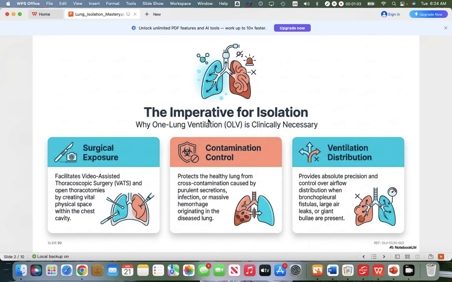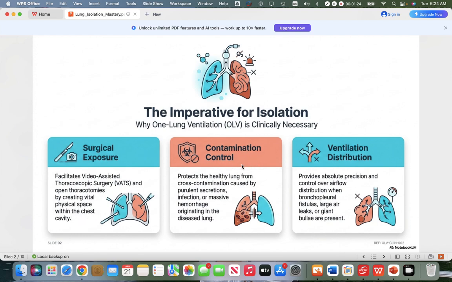What are the indications of one lung ventilation? First, surgical exposure: any surgery that needs to be done in one lung will use one lung ventilation. To facilitate video-assisted thoracoscopic surgery and thoracotomies by creating vital physical space within the chest cavity.